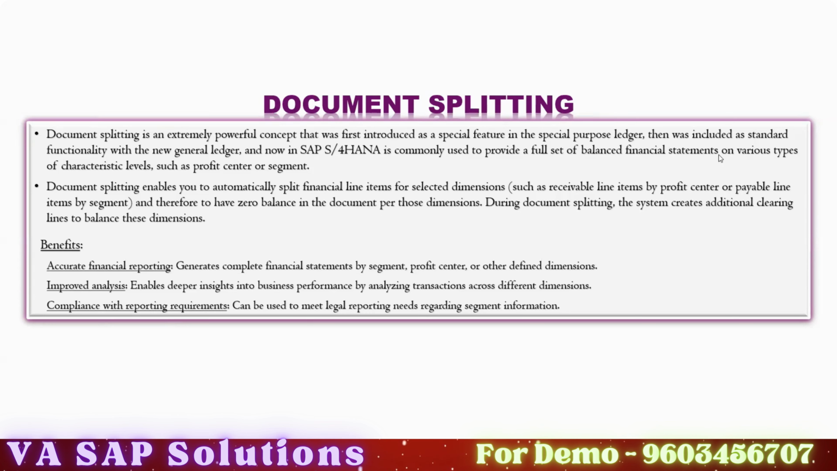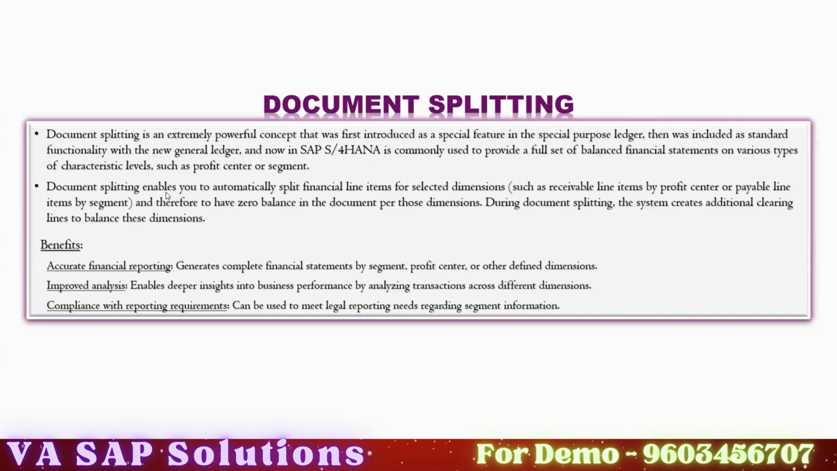Okay, and various characteristic levels such as profit center or segment. So whenever we are doing some transactions, we will use segment, profit center, cost center, or business area. Based on those characteristics, the system automatically splits the line items. Okay, so it will provide accurate reporting.